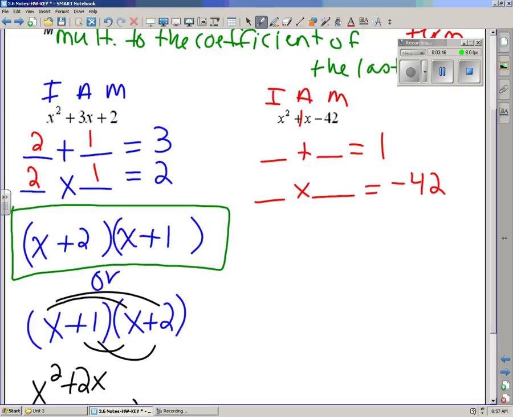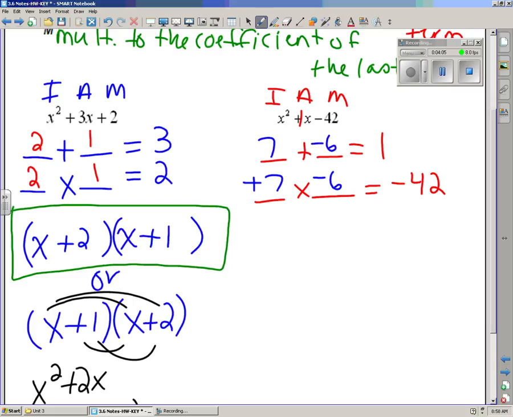So now the fact that they multiply to a negative, you want your signs to be different. As you start thinking of things that multiply to negative 42, you should come up with the fact that negative 7 and positive 6, or positive 7 and negative 6, where they multiply to negative 42, 7 and negative 6 add to 1.